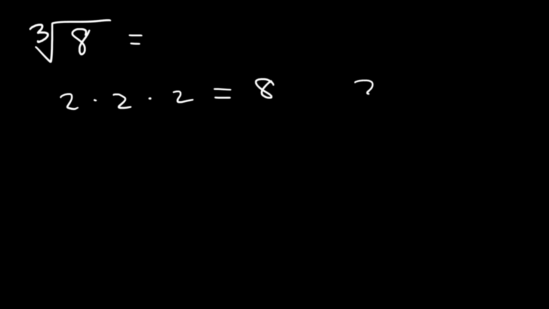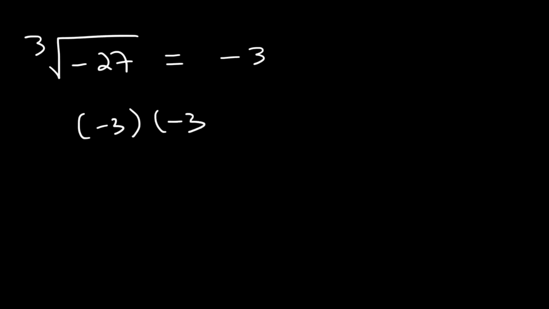Now let's talk about cube roots. What is the cube root of 8? What number times itself 3 times is 8? 2 times 2 times 2 is 8, which is basically 2 to the third. So therefore the cube root of 8 is 2.